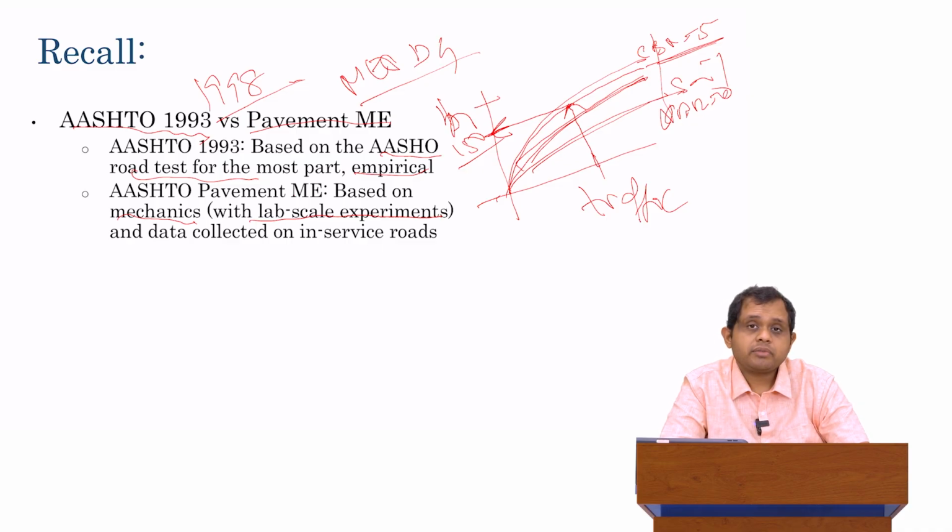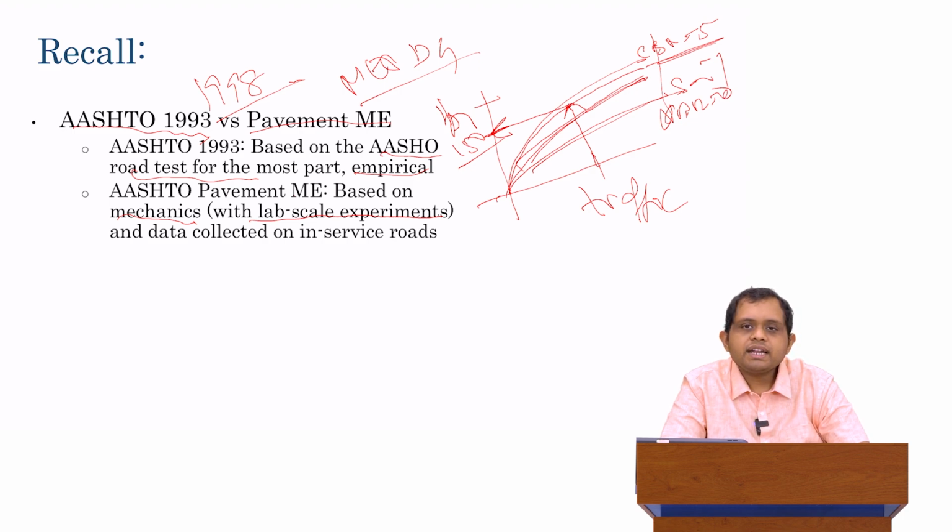We still have to conduct experiments. For example, you have to know the Young's modulus. You have to know the Poisson ratio. You have to know the flexural strength, for example. You have to know the compressive strength. So lab scale tests still have to be conducted in mechanics based or mechanistic based approaches.